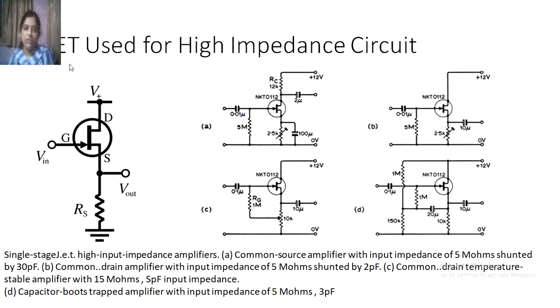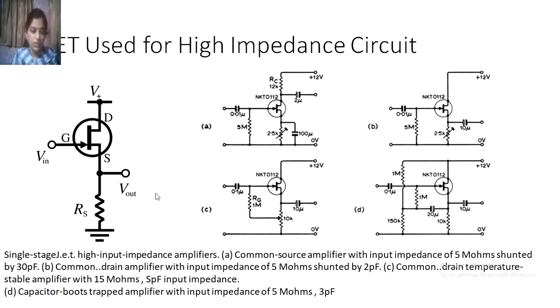So when we use the FET for high impedance circuitry, there are slightly different circuit arrangements, which give you specific applications. At that time you can use either A, B, C or D, the high impedance circuit.